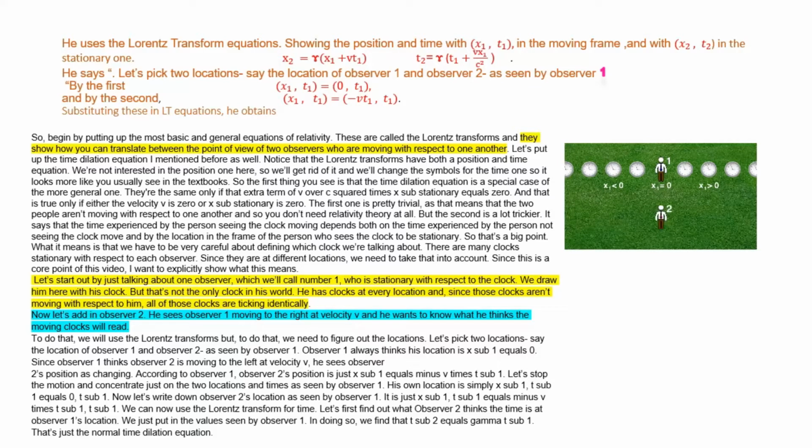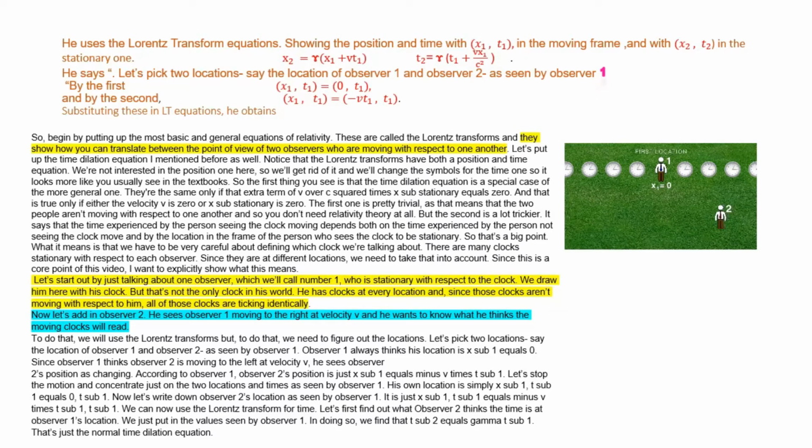Now let's add in observer 2. He sees observer 1 moving to the right at velocity v, and he wants to know what he thinks the moving clocks will read. To do that, we will use the Lorentz transforms, but we need to figure out the locations. Let's pick two locations: the location of observer 1 and observer 2 as seen by observer 1. Observer 1 always thinks his location is x sub 1 equals 0.